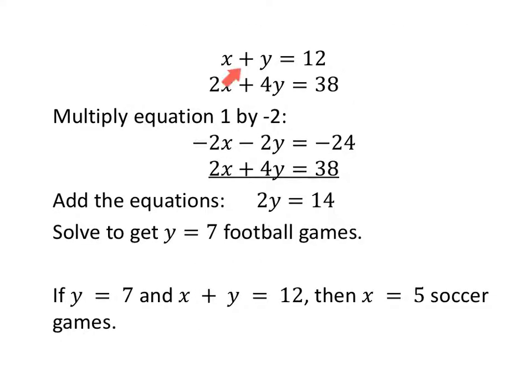If we have x plus y equals 12 and 2x plus 4y equals 38, I'm going to multiply my top equation by negative 2 so that the coefficients of x's are both 2, one's positive and one's negative. Negative 2x minus 2y equals a negative 24. 2x plus 4y equals 38. When I add straight down, the second equation stayed the same. Add straight down, I'll get x's are eliminated. Negative 2y plus 4y is 2y. 38 and a negative 24 is 14. Divide both sides by 2 to get y equals 7 football games. If y equals 7, I can find x to be 5 soccer games.